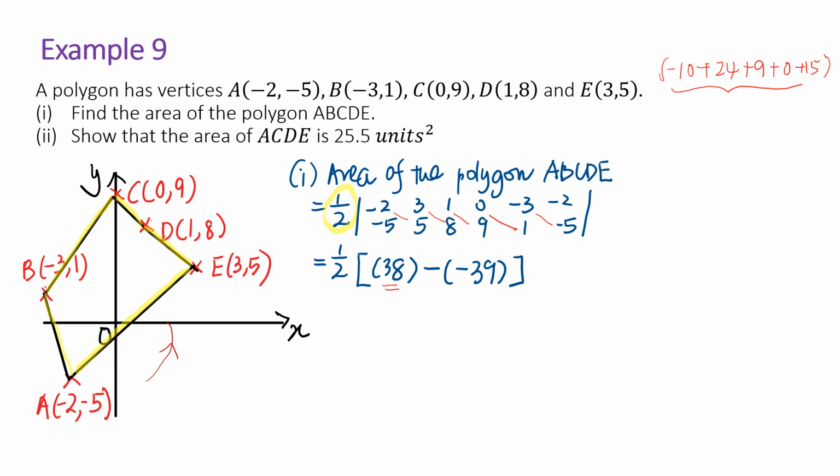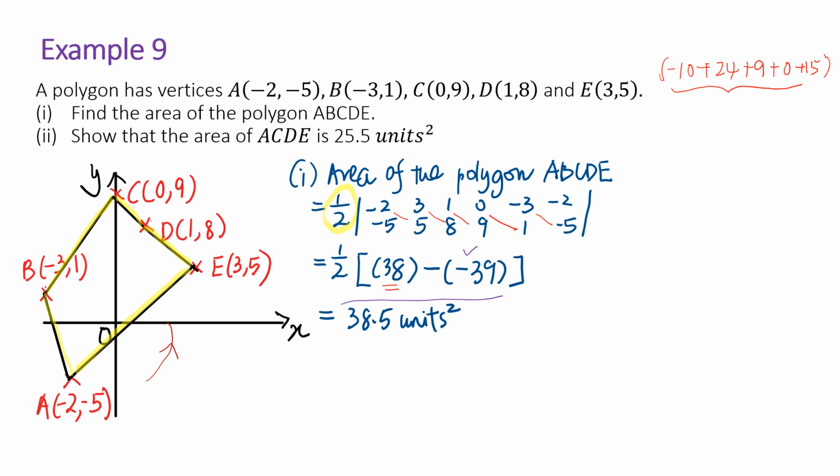All right, so then minus away the other direction. So the other direction is, again, use your calculator. Okay, -5 times 3 plus 5 times 1 plus 8 times 0 plus 9 times -3 plus 1 times -2, and you end up getting -39. Okay, and again, use your calculator as much as possible to help you in the calculation. All right, you get 38.5 units square for the polygon ABCDE.